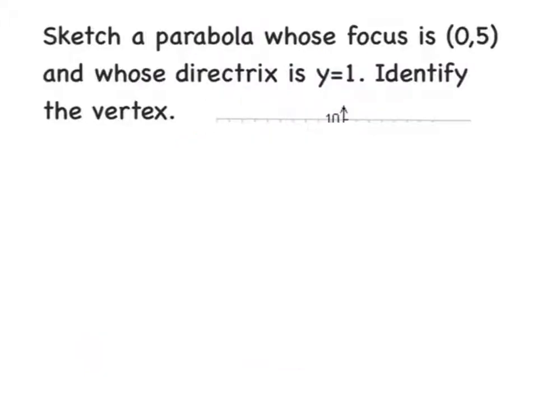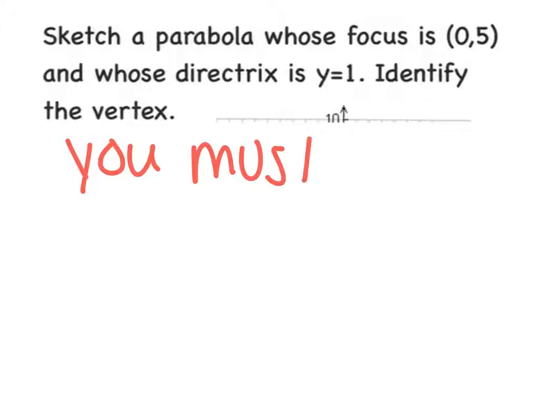So example 1, we'll try to refocus from yesterday. Sketch a parabola whose focus is (0, 5) and directrix is y equals 1 and identify the vertex. So I want to make a note here. You should not ever do one of these problems without a sketch. I want you to highlight that in your notebook. You must have a sketch.